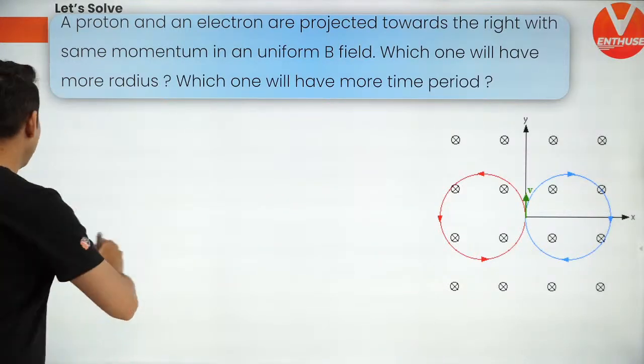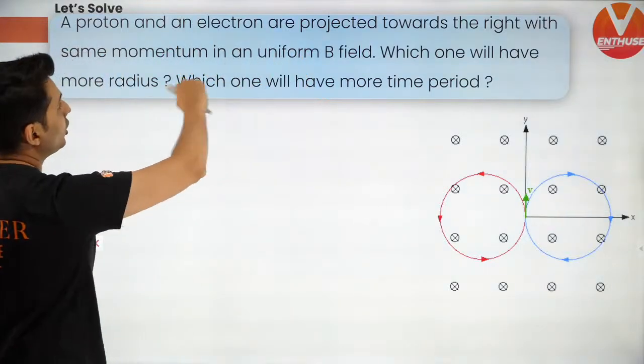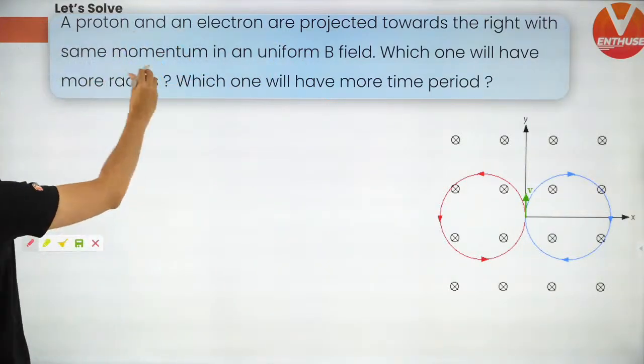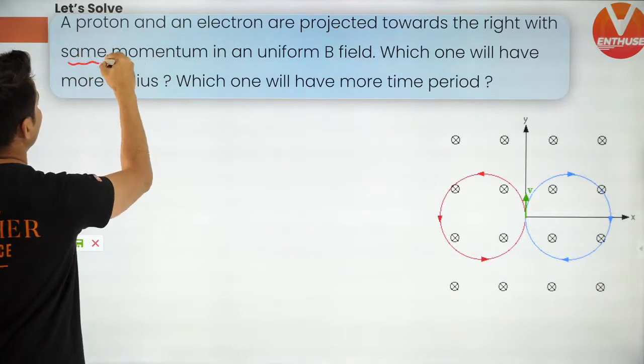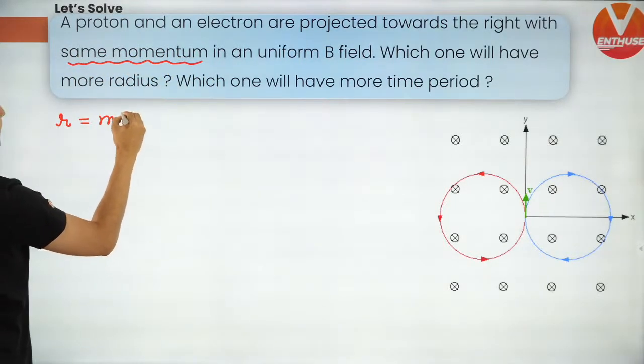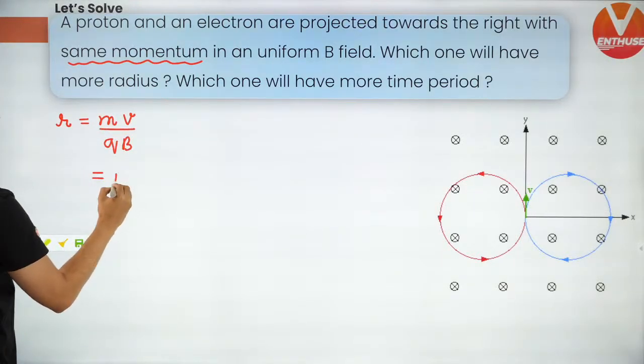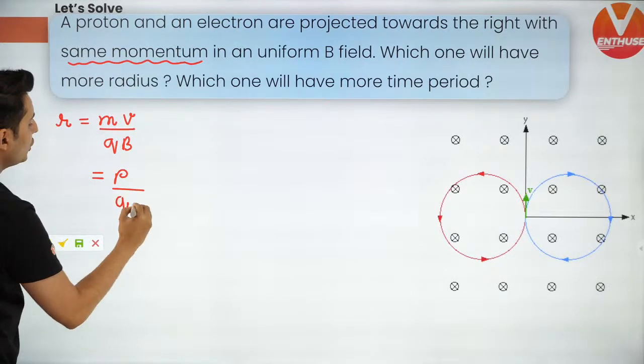Alright. So guys, let's see how to solve this question. Proton and electron both are projected with the same momentum. Very important, same momentum. Now what is the radius formula? Radius formula is mv by qB. Now what is mv? It's momentum. So it will be p by qB.